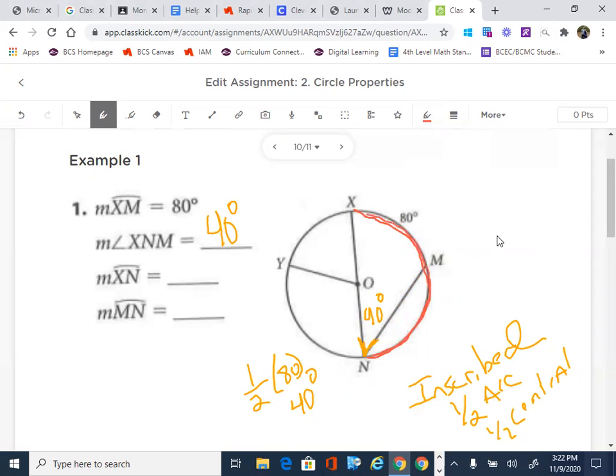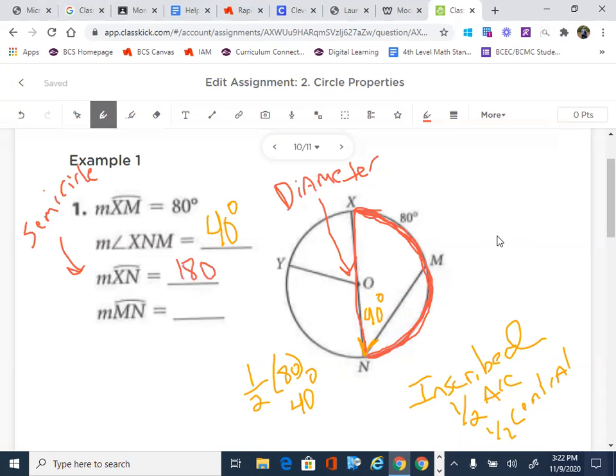It actually does not matter which side we go on in this case, and that is because guess what we have? We have a diameter right here. So there's our diameter. And because we have a diameter, that tells me that arc XN is going to be a semicircle. And that means it's half of a circle, so that is going to be 180 degrees. So we know this total thing is 180 degrees all the way from X to N.